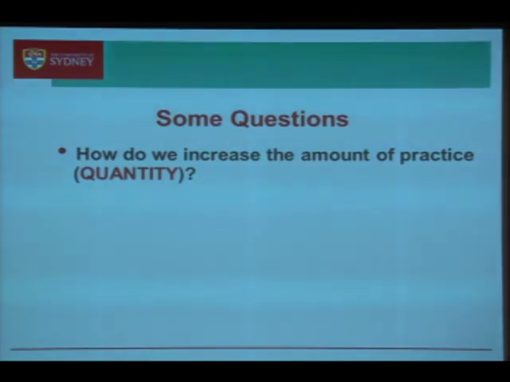So let me finish with three questions. I guess there's an opportunity for you guys to provide answers and to think yourselves in terms of how these questions may apply in terms of your own cultures and own countries. The first question is, how do we increase the amount of practice? Not just the quantity, but also the quality.